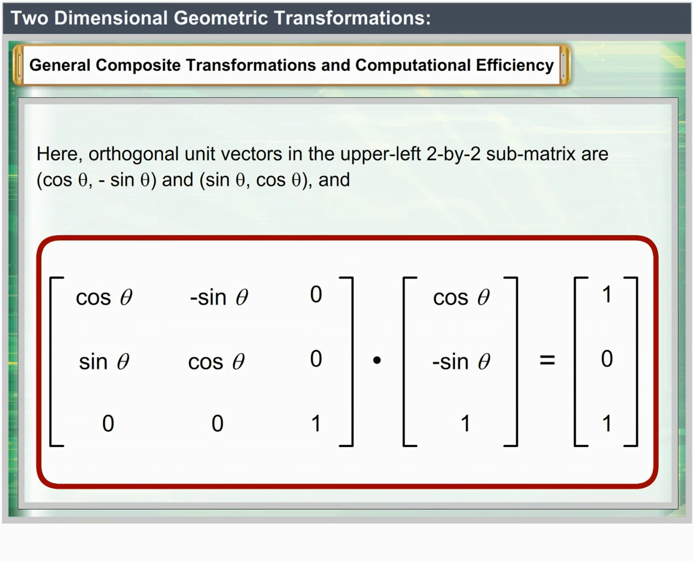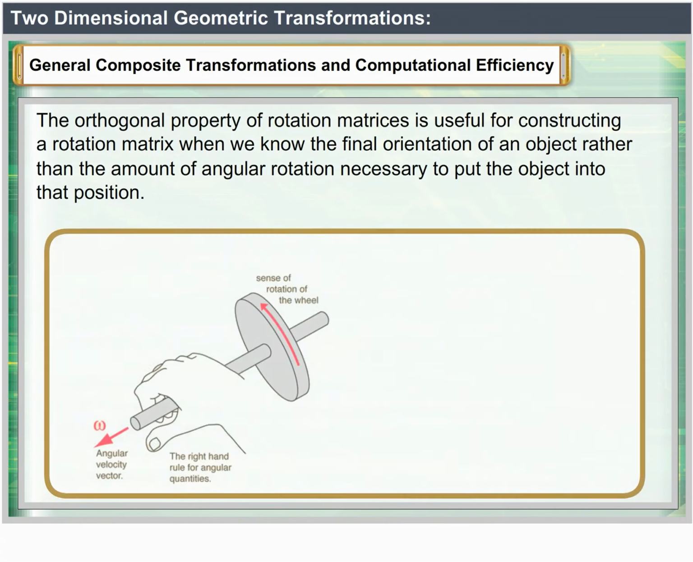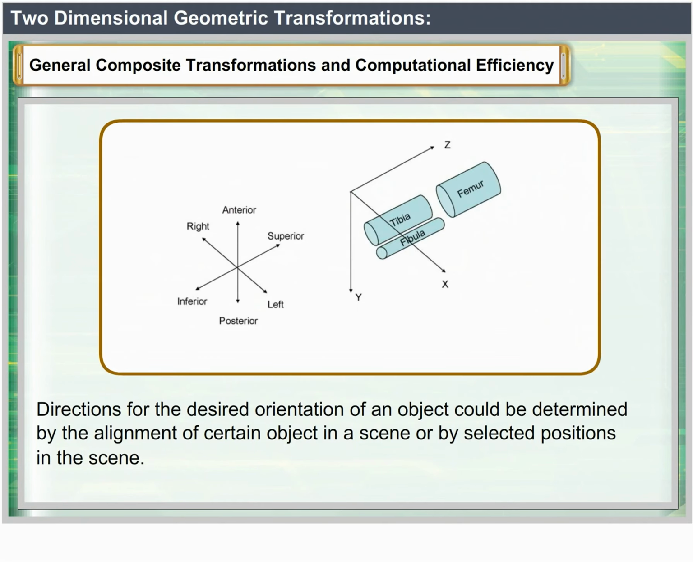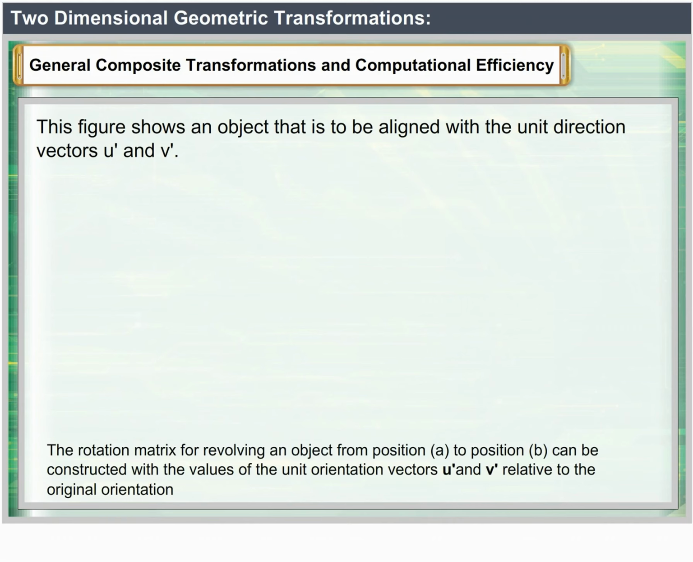Unit vector sin theta, cos theta is converted by the transformation matrix to the unit vector 0, 1 in the y direction. The orthogonal property of rotation matrices is useful for constructing a rotation matrix when we know the final orientation of an object rather than the amount of angular rotation necessary to put the object into that position. Directions for the desired orientation of an object could be determined by the alignment of a certain object in a scene or by selected positions in the scene.